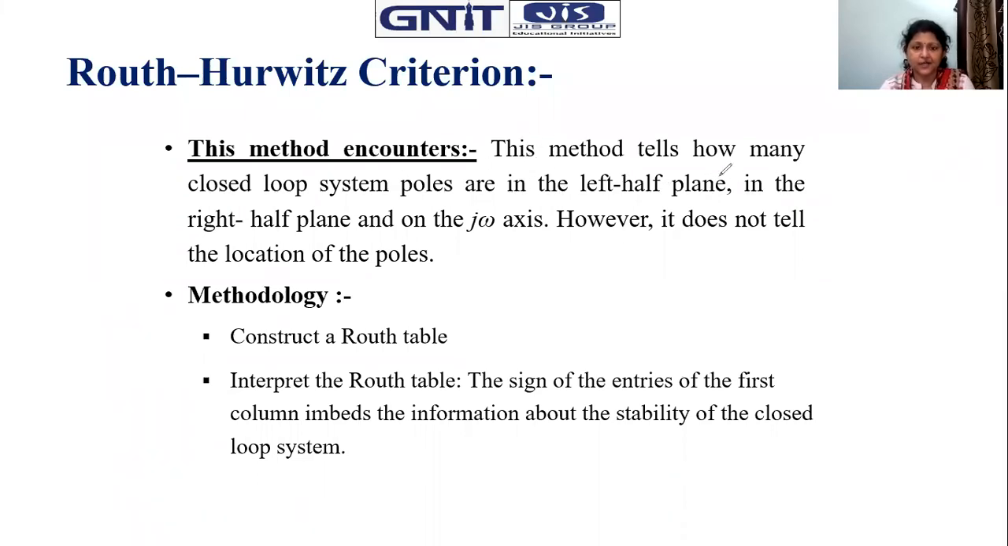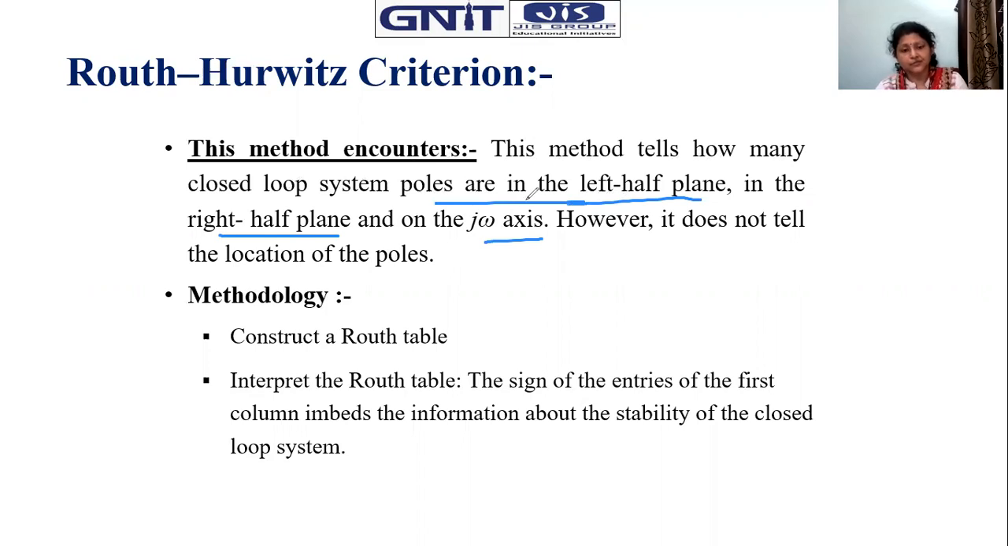This method tells how many closed loop system poles are in the left half of the s-plane, or in the right half of the s-plane, or on the imaginary axis. That means it's very versatile. See, what are the closed loop pole positions, in the left half, the right half, or on the imaginary axis? The count can be represented through this method. So again I am repeating, this method tells how many closed loop system poles are in the closed loop poles means what?